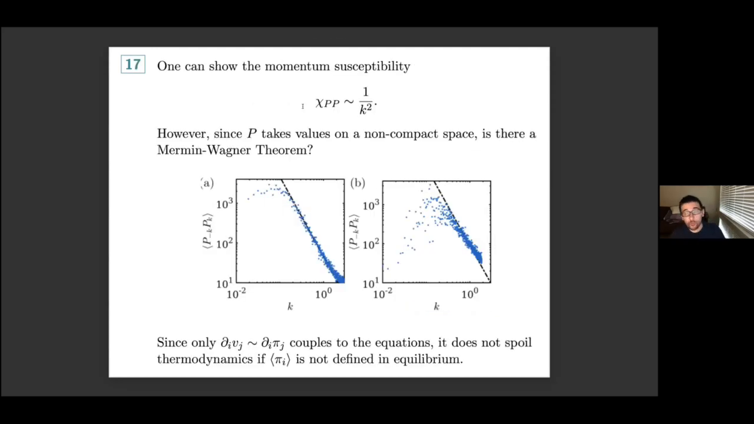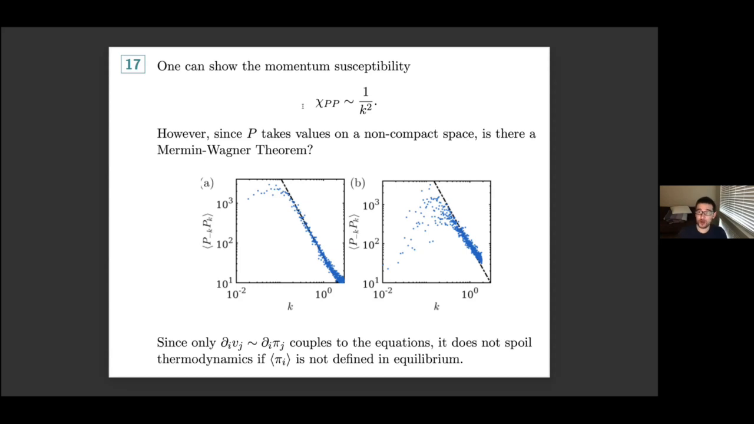Okay, one final curious feature about this model, we don't actually understand whether there's something interesting or subtle here or not, but I'll just mention it. The momentum susceptibility in this model you can show has a quadratic divergence, okay. And when you have something like this, you may think that there's a sort of Mermin-Wagner type theorem. The simple example of this would be a Goldstone boson.